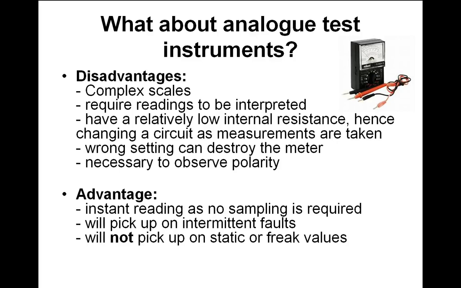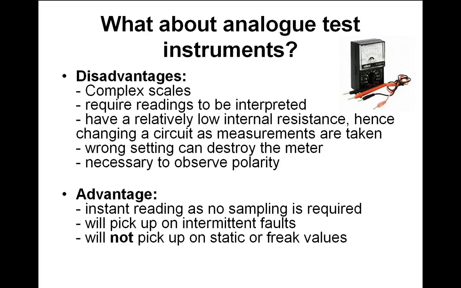Advantage: you get an instant reading, there's no sampling required with an analog meter. A digital meter has got a sampling, it needs some time for that. In the olden days, it took like a few seconds. In modern days, it's pretty fast and they're almost instantaneous, so they've come a long way. But with an analog meter, it's de facto instant.